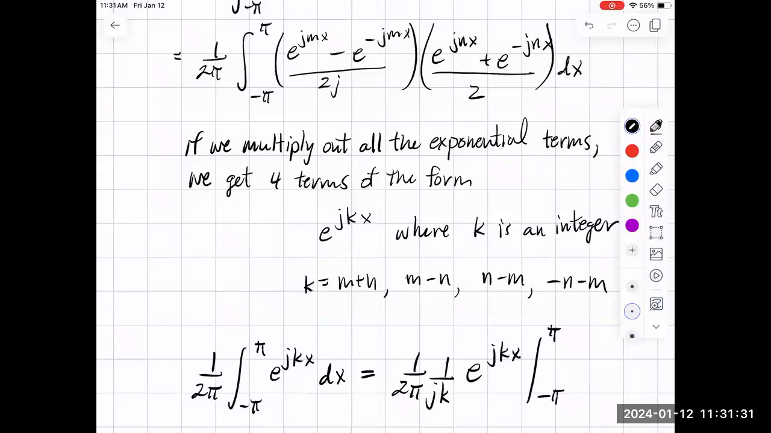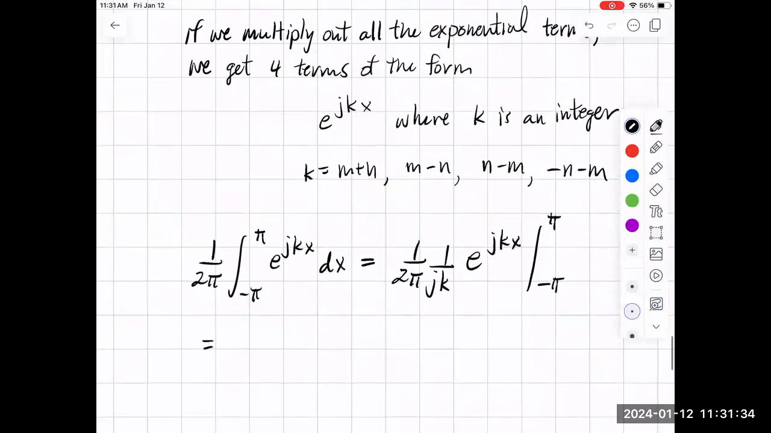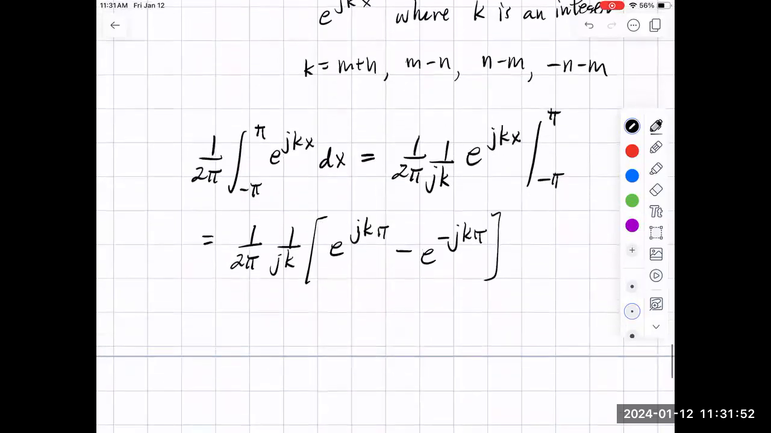Okay, so then that's just equal to 1 over 2 pi, 1 over jk, e to the jk pi minus e to the minus jk pi. That's beginning to look familiar. What does this look like? The cosine has the plus here, so it looks like the sine. We'd have to have a 2j here, but it would be sine k pi, where k is an integer. But what's the sine of any integer multiplied by pi?